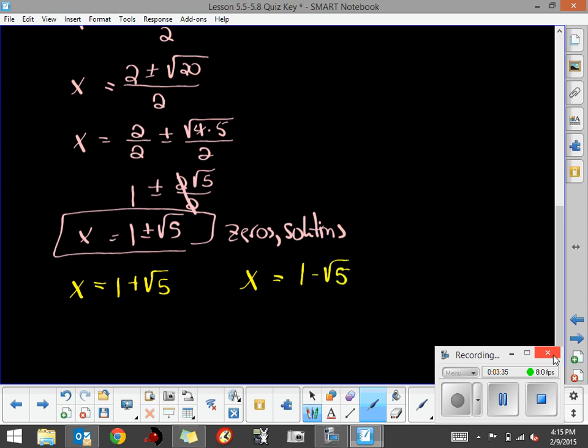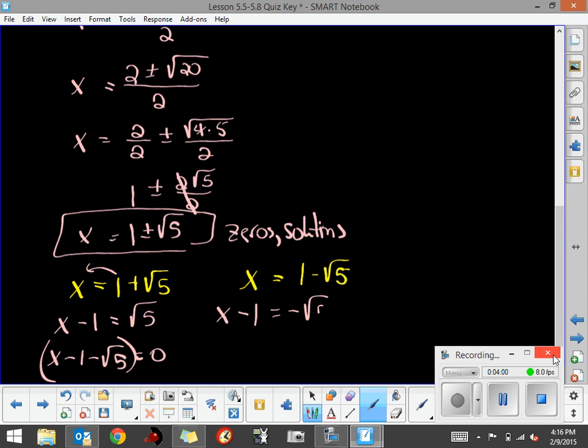When we want factors, we want to get it set equal to 0. So I've got to subtract the 1, and I want to subtract the square root of 5. So x minus 1 minus the square root of 5 equals 0. Once I get this set equal to 0, that's my factor that we're looking for. This is a zero. To convert it to a factor, you simply solve it and set it equal to 0. So minus 1 equals a negative square root of 5. Now it's x minus 1 plus the square root of 5 equals 0.